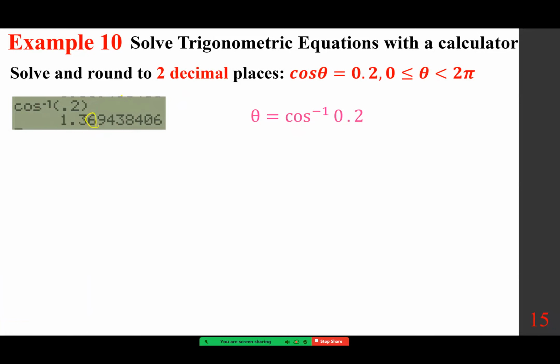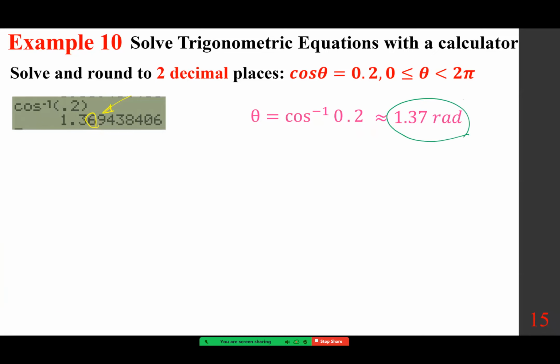So here's the second decimal. Next to it is 9. We take it up one notch. We make it 1.37 radians. Is this the correct answer? Yes. Is this finished? Absolutely not. Why not? Because cosine is positive in the first quadrant and the fourth quadrant. And this is the correct answer.